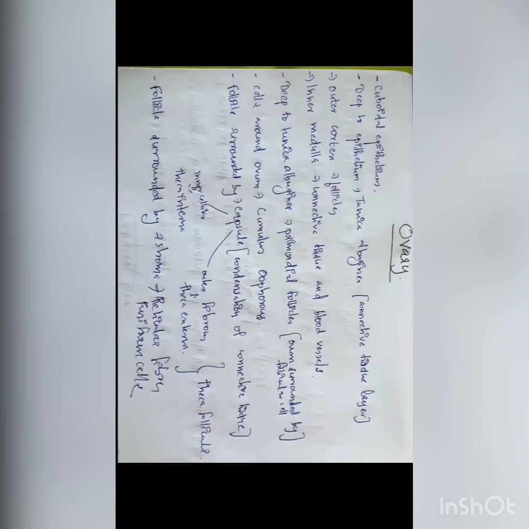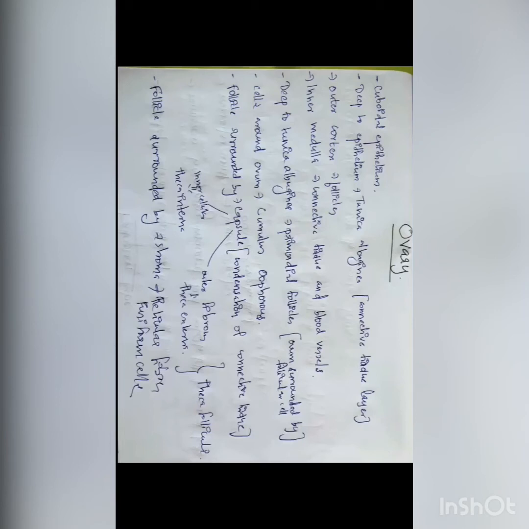It is covered by a cuboidal epithelium. Deep to the epithelium, there is a layer of connective tissue that constitutes the tunica albuginea. The substance of the ovary has an outer cortex in which follicles of various sizes are present, and an inner medulla consisting of connective tissue which contains numerous blood vessels.